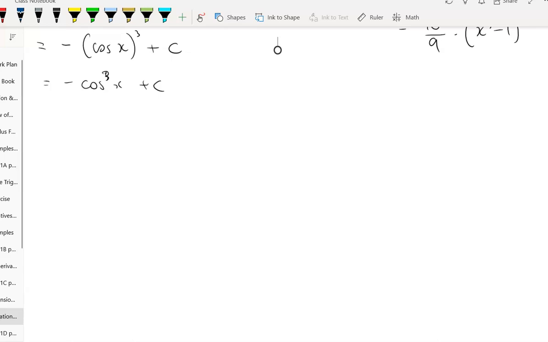complex familiar problems that you could experience on your end of Unit 4 exam in future reference, or for 2020 on your external exam. All right, and then there are some questions to have a go at in exercise 11D. Good luck.